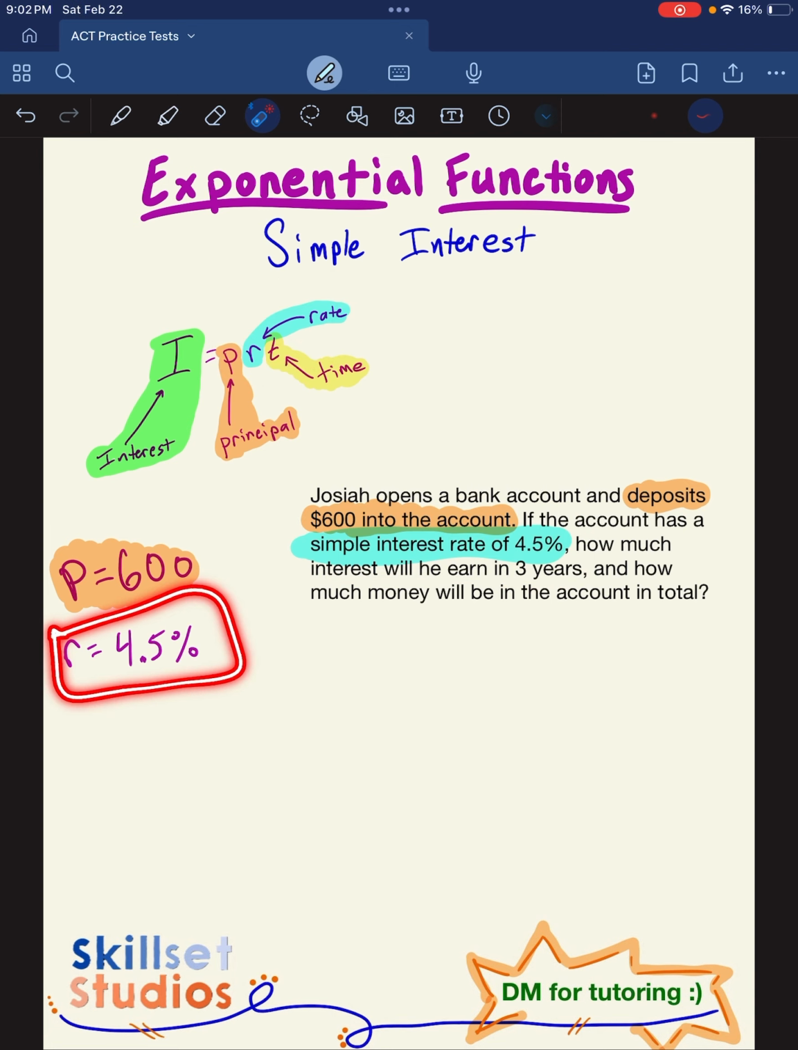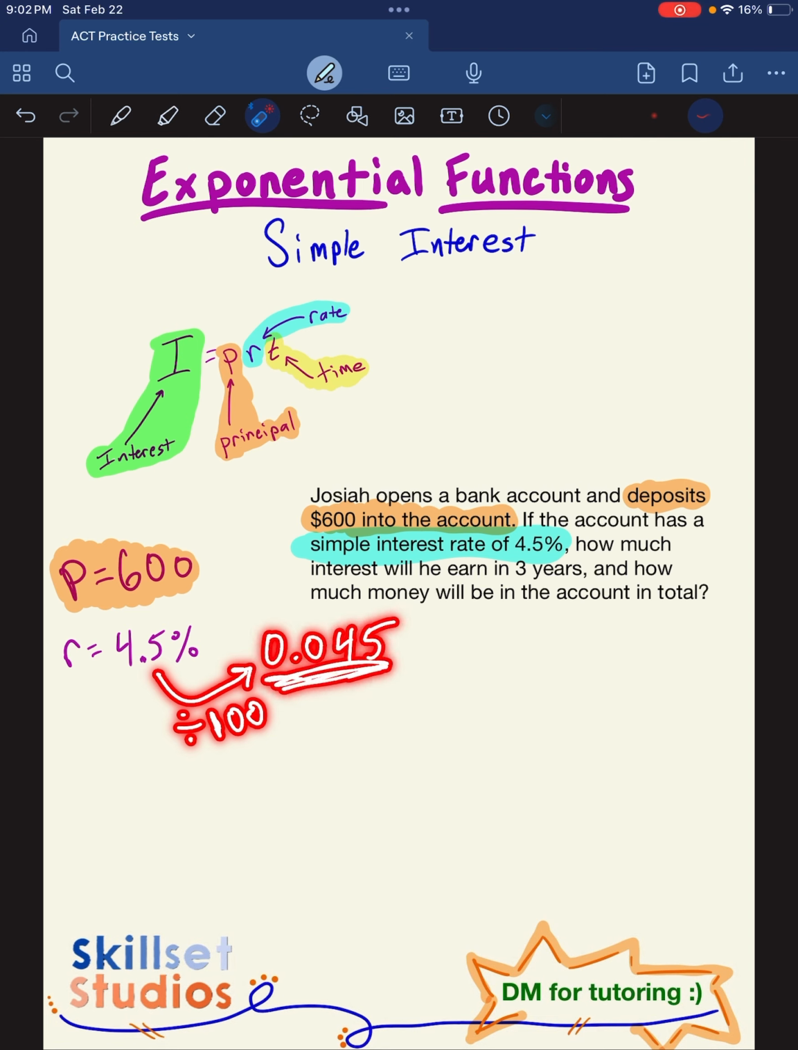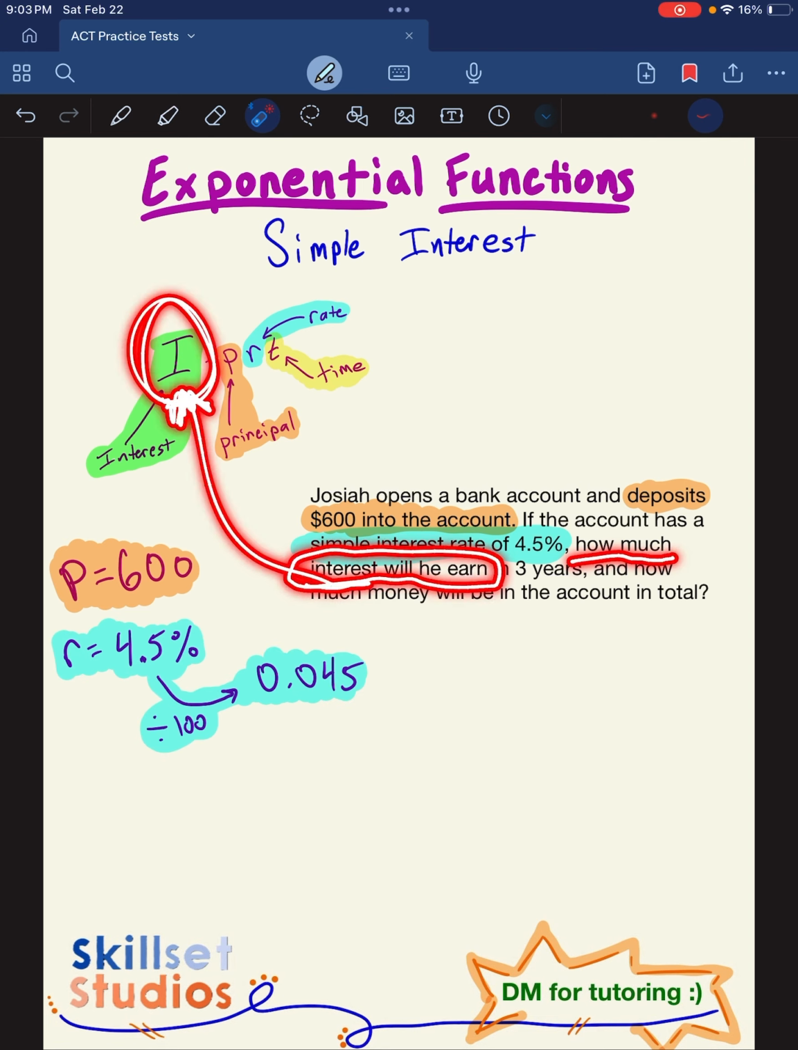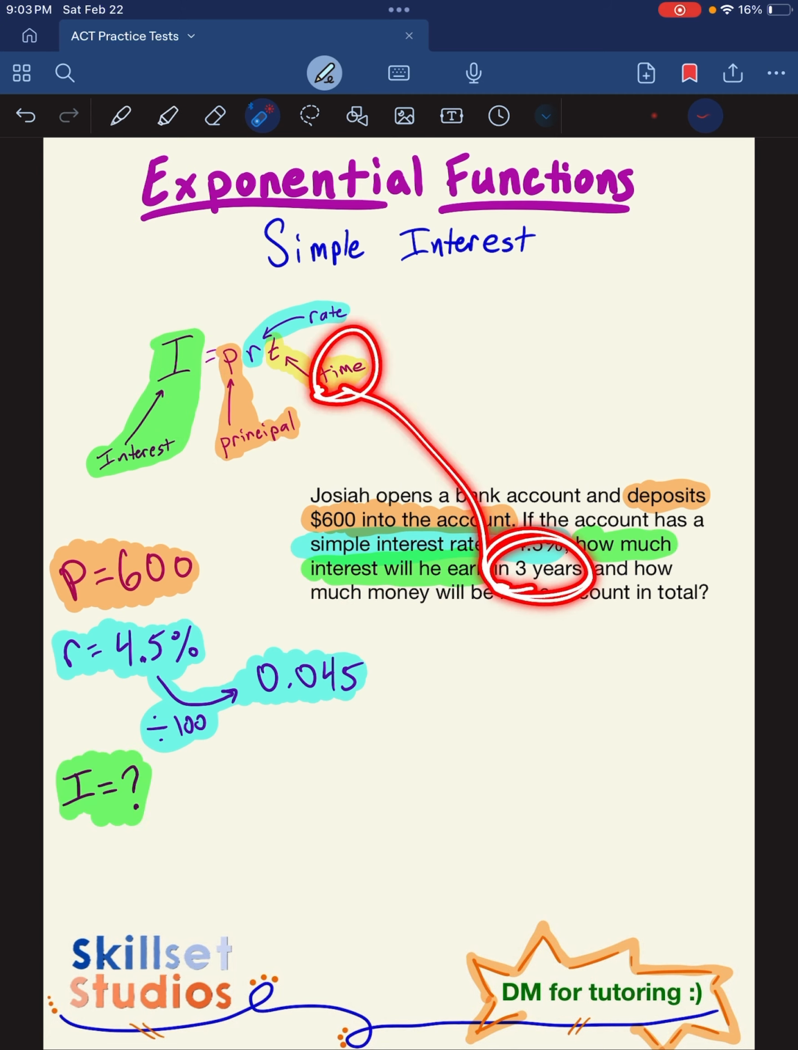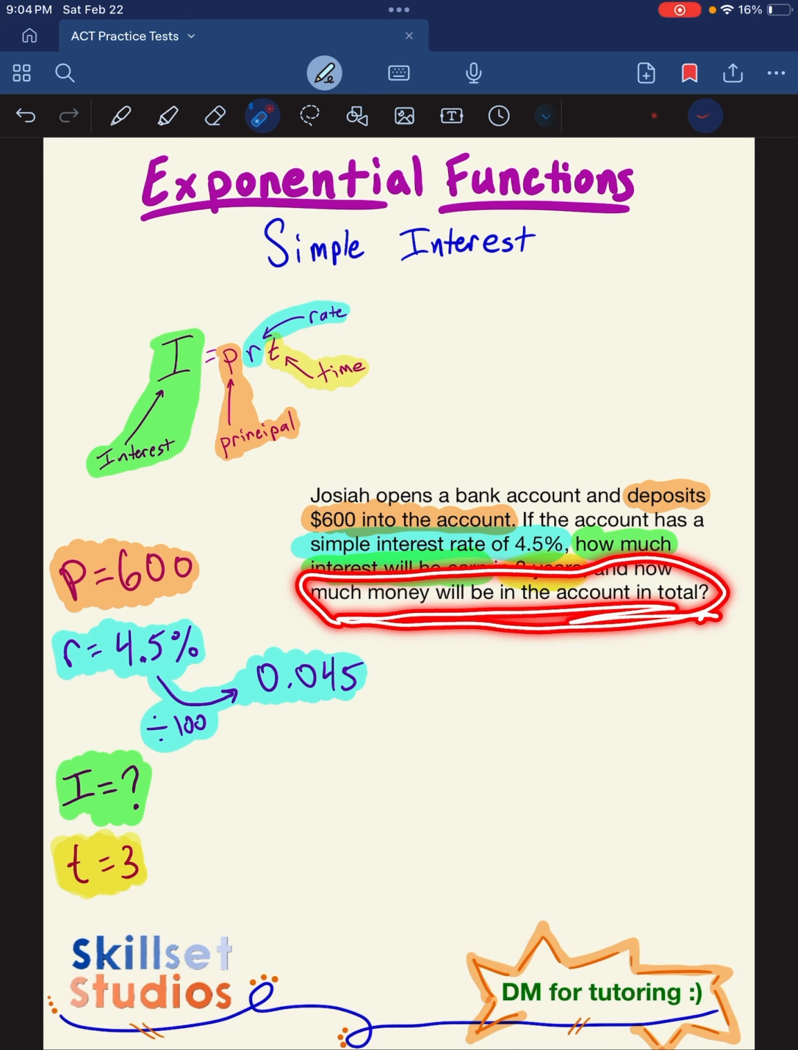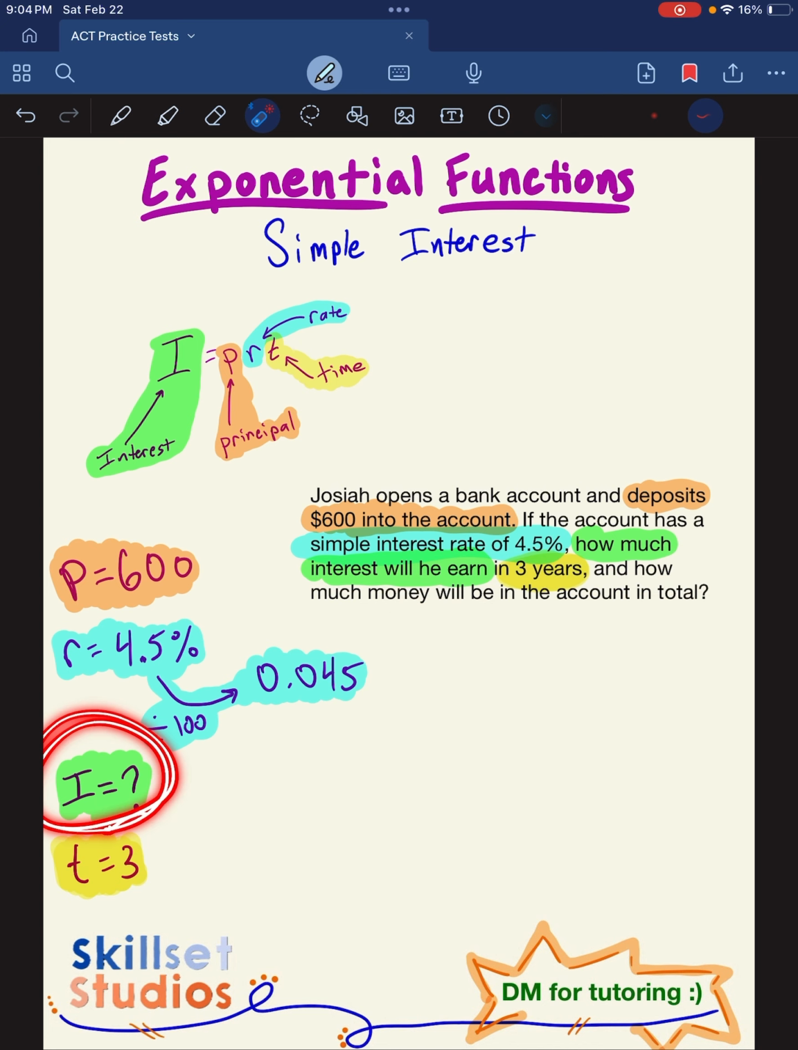And a key thing to remember about these problems is whenever you see this percent sign, you'll want to divide that number by 100 and use this value in the formula. Next it says how much interest will they earn, which means the I is a variable we're looking for here. And then they say in 3 years, that's our time. And notice it's also asking how much will be in the account in total. We'll cover that in a little bit. First, let's solve for our I.